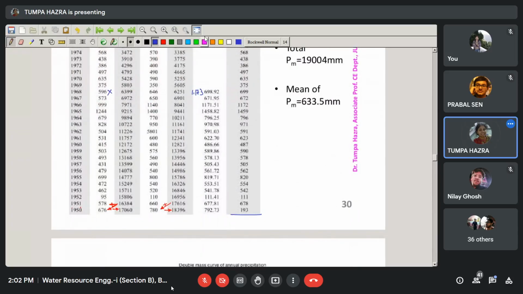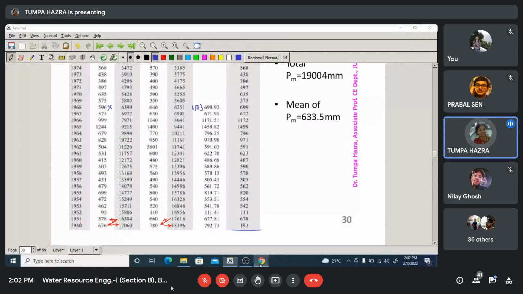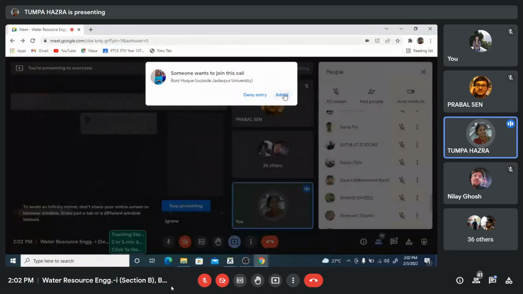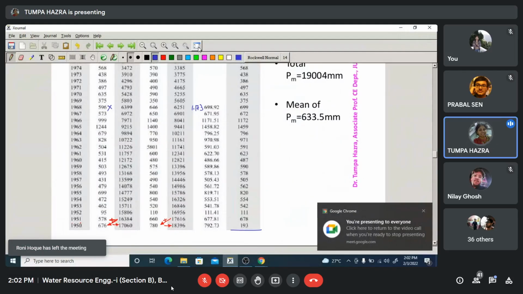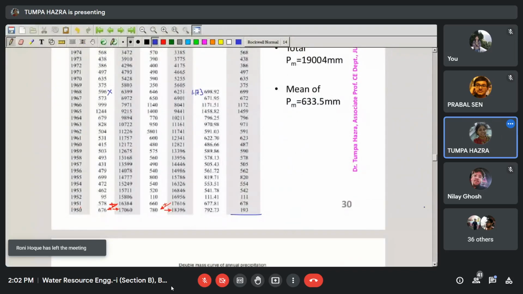you will determine, your last part of the problem is to determine the average of the corrected precipitation. So that will be summation Pi, i equal to 1 to m, divided by m.